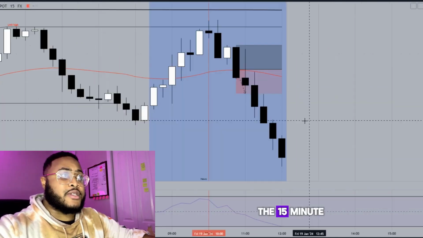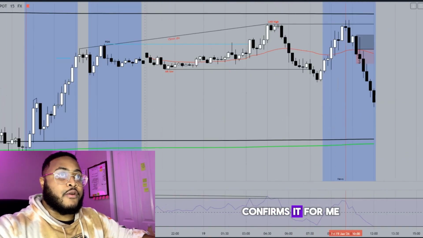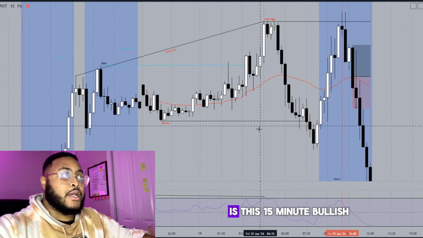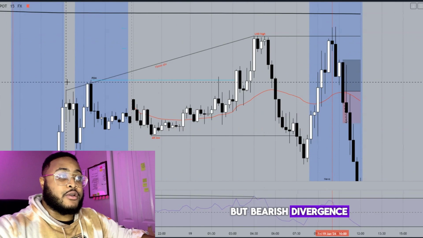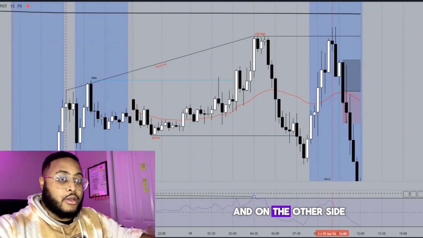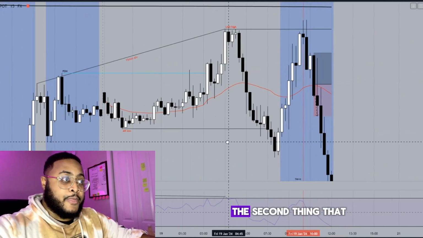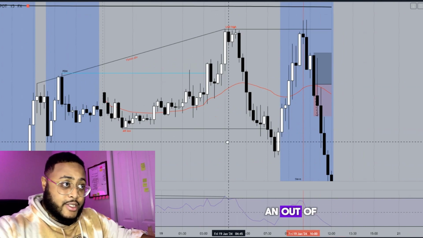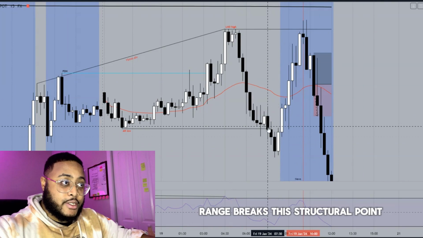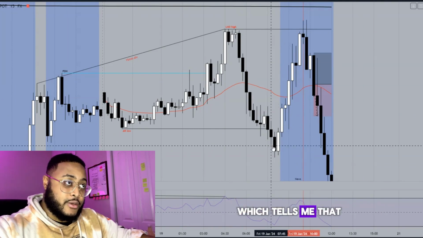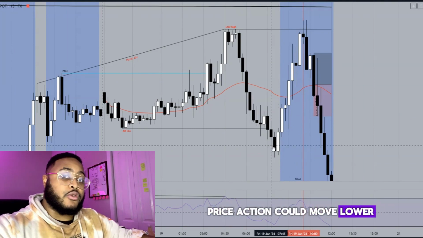I dropped down to the 15 minute, and what confirms it for me is this 15 minute bearish divergence. Price action is going higher, and on the RSI, I'm getting lower highs. The second thing that I'm looking for as an added confluence, or added probability, is when the Asian range breaks this structural point, which tells me that price action could move lower.